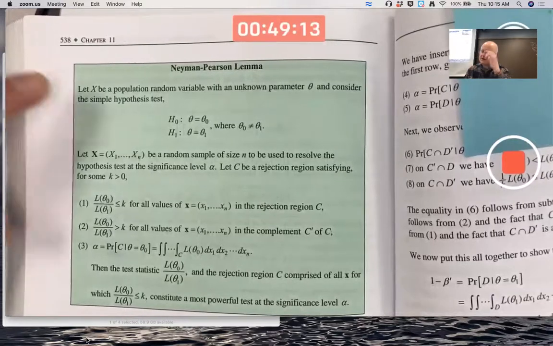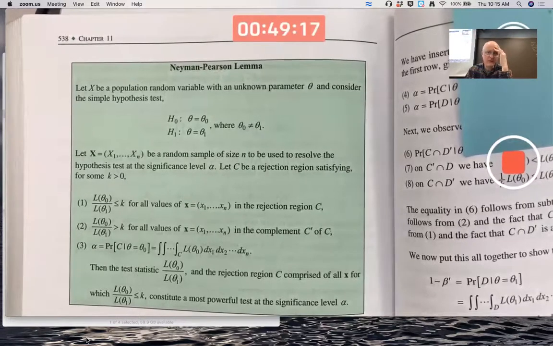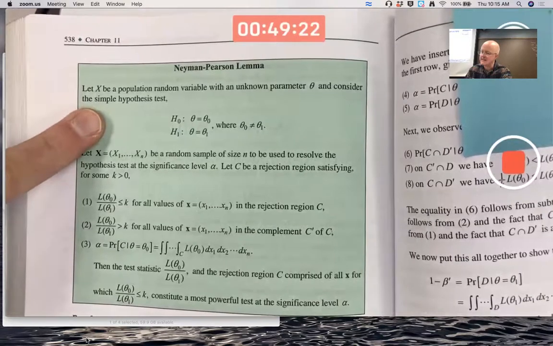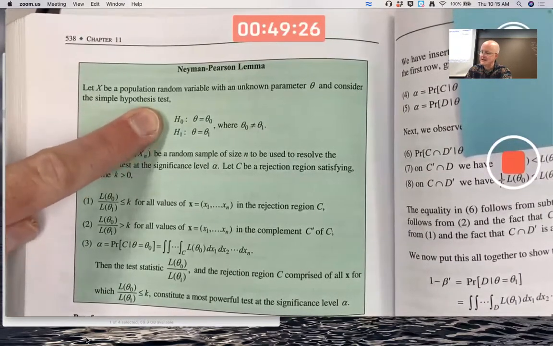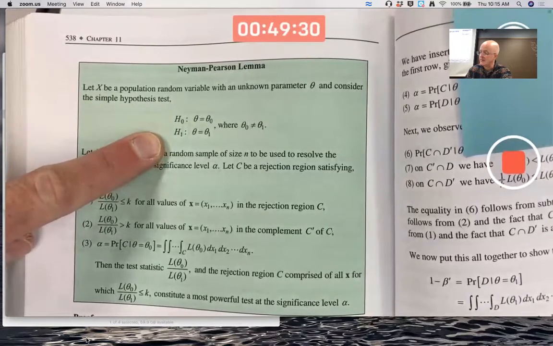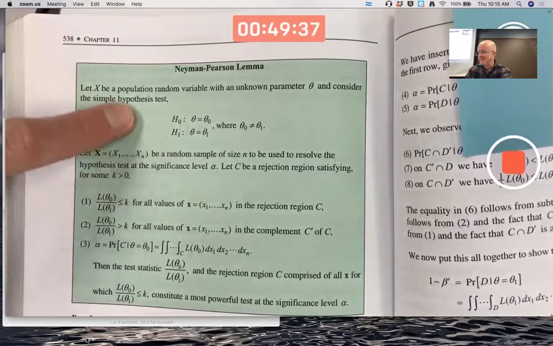Let X be a population random variable with an unknown parameter theta, like a mu, for example. Consider simple hypothesis tests, meaning these are simple hypotheses. Null is that theta equals theta sub 0. Alternative is that theta equals theta sub 1. And of course, you would assume theta 0 and theta 1 are different. Otherwise, you wouldn't be doing it. Nobody would ever do it that way.